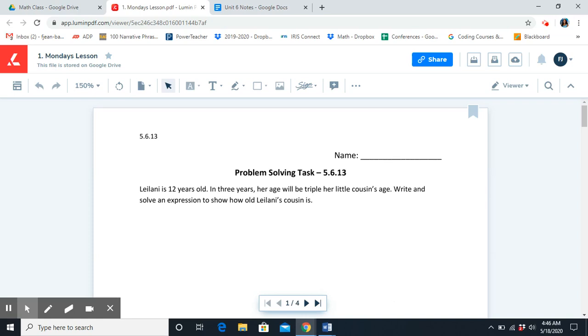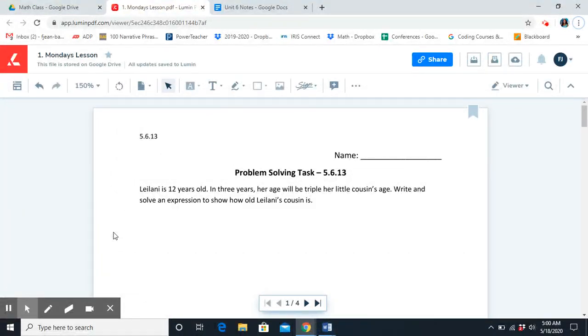Awesome. So for our problem-solving task today, we're continuing to work on expressions. Leilani is 12 years old. In 3 years, her age will be triple her little cousin's age. Write and solve an expression to show how old Leilani's cousin is. I'm going to pause the video here, solve your PST, and then come back to the video.